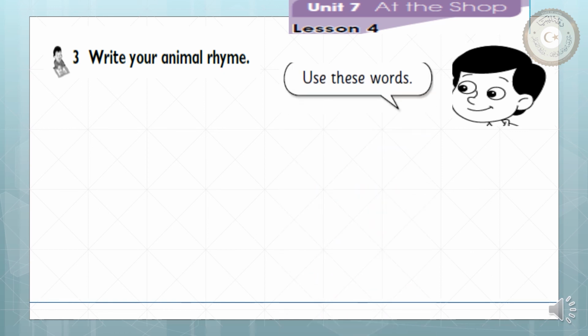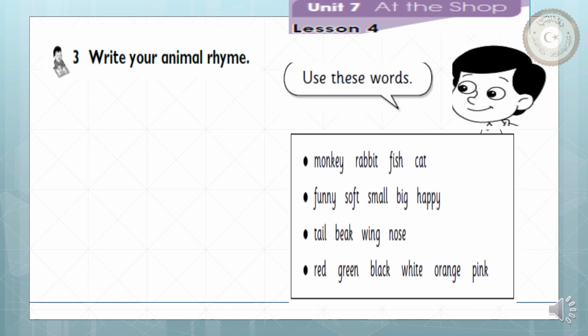Omar used these words to write his own rhyme, so let us use the same list of words. This is the list of the words. In this list we have 4 groups of words. This is the first one, the second, the third, and the fourth. Let us discover what these words are.